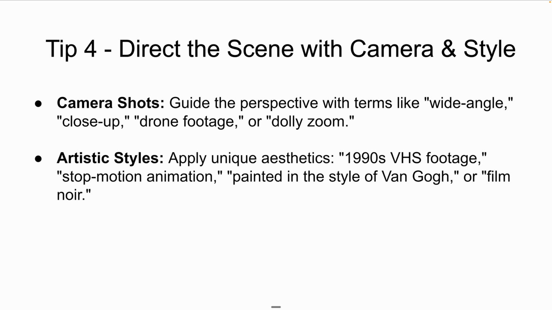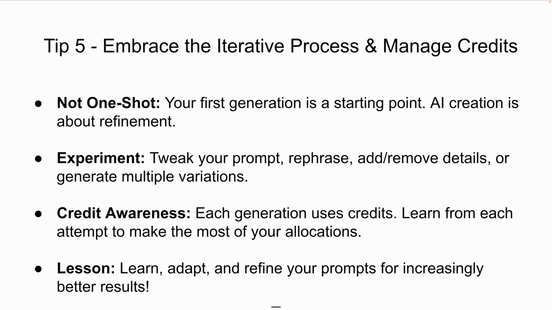Guide the perspective with terms like wide angle, close up, drone footage, or dolly zoom. Apply unique aesthetics. For example, 90s VHS footage, stop motion animation, painted in the style of Van Gogh or film noir. And number 5, embrace the iterative process and manage credits.